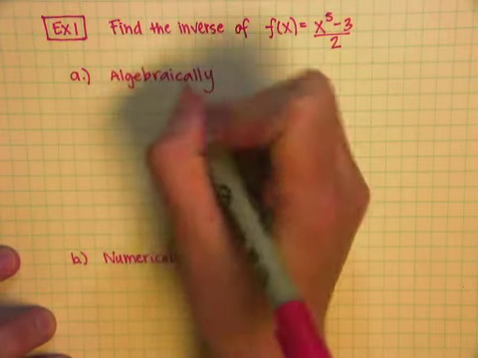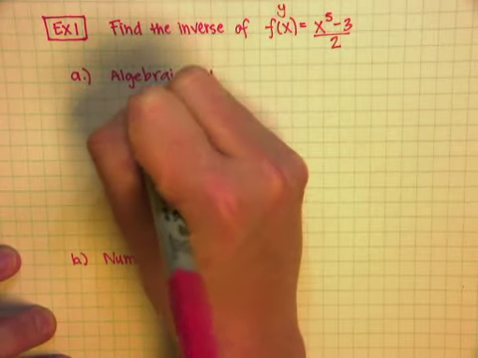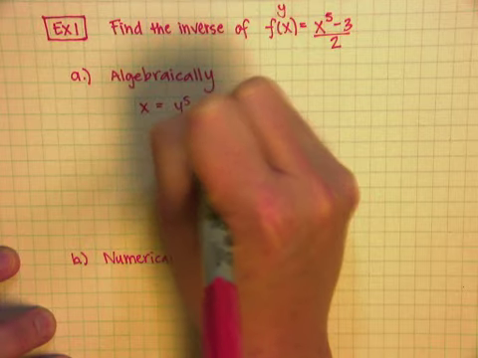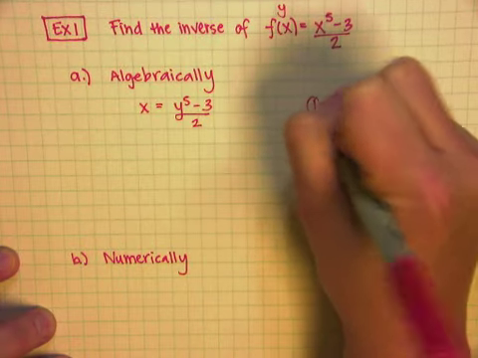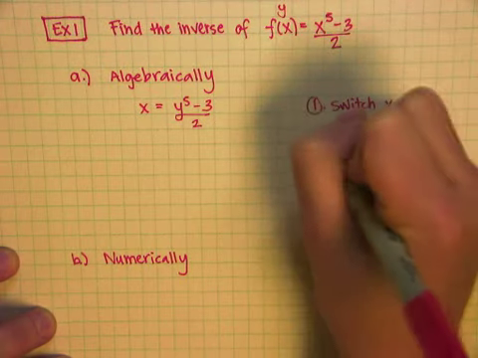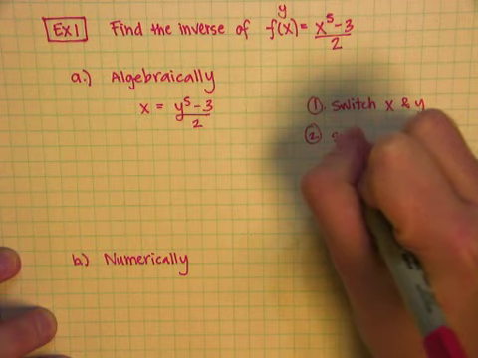Okay. So now finding its inverse algebraically. The first thing you're going to do is switch x and y. So instead of f of x being a y, I'm now going to write x equals y to the fifth minus 3 over 2. So step 1, switch x and y.